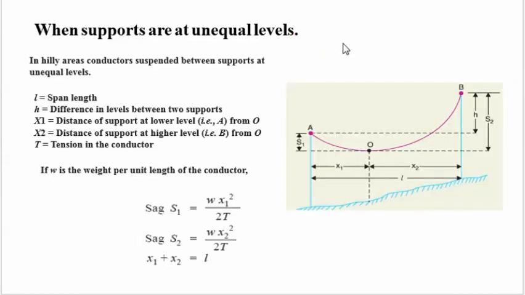Next we have sag when supports are at unequal level. This type of sag arises when transmission line is going in region which is unequal, or it is not a plane area, such that in hilly areas or in some point where there is water or river flowing and one tower is at more height than the other tower, or mostly such type of condition occurs in hilly area.